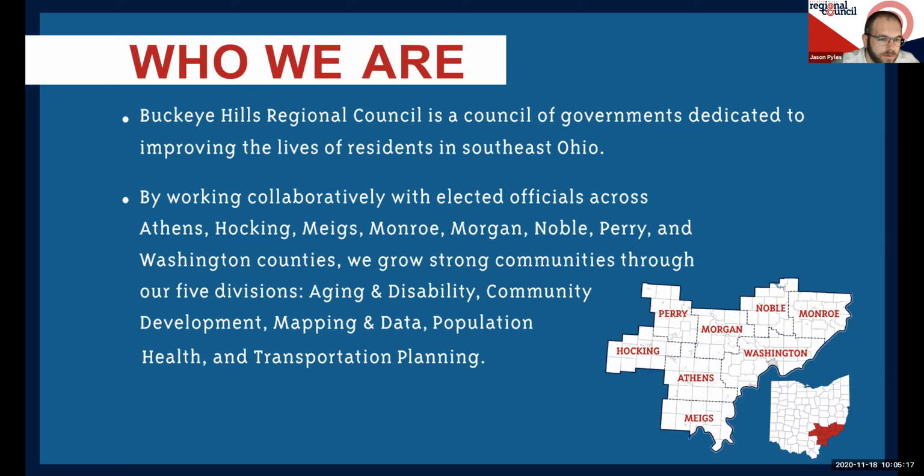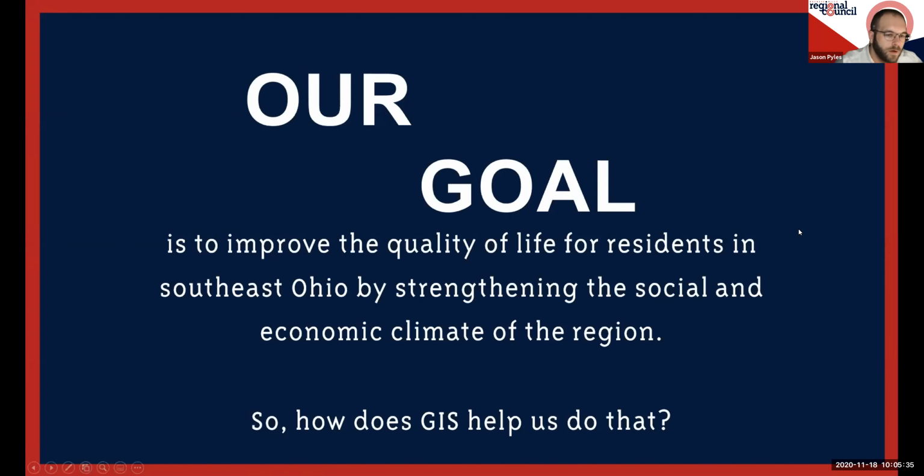We have several divisions you see listed there. Today, we're going to be talking about mapping and data specifically, but mapping and data helps to support all of our community development efforts here at Buckeye Hills. So our goal: improve the quality of life for residents in Southeast Ohio by strengthening the social and economic climate of the region. So how does GIS help us do that?